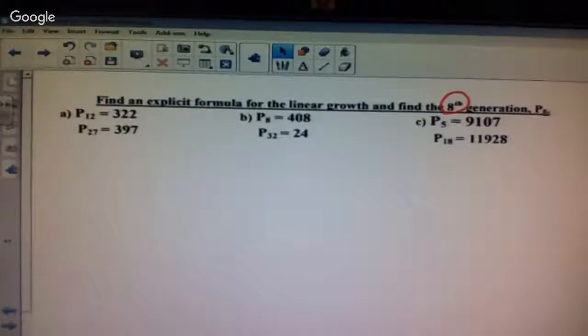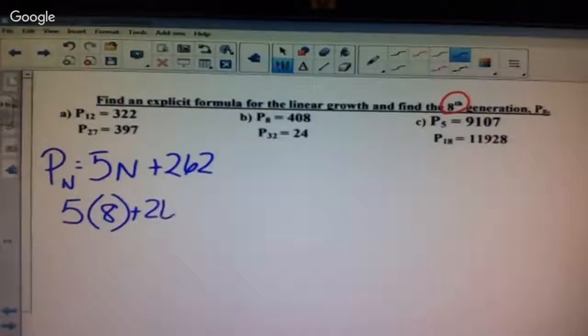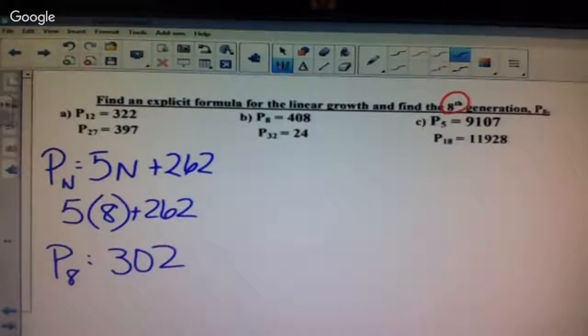So, Mr. Yoakum, give me the equation that goes with A. So it's going to be P sub n equals 5 n plus 262. Okay? So, this is your equation. When they want the 8th generation, they want you to go ahead and plug in 8 for n. So what? 302 is your 8th generation.